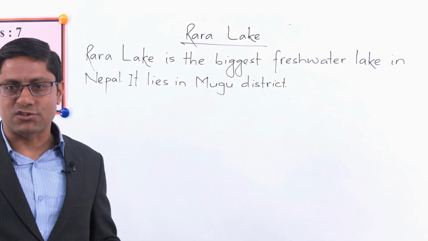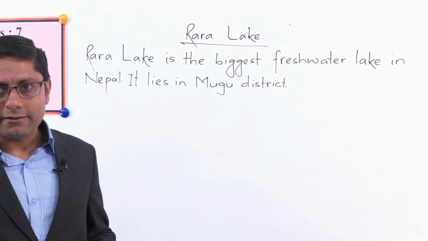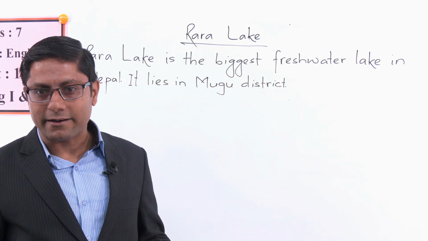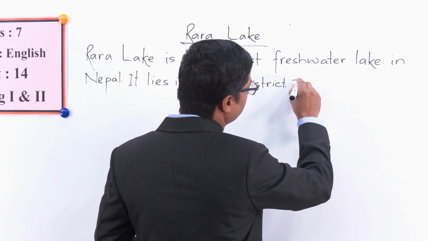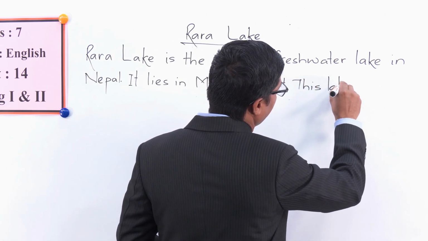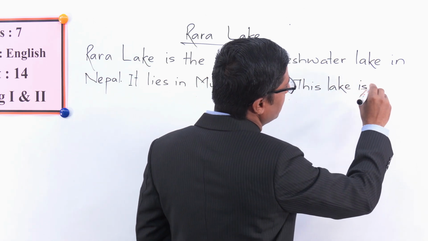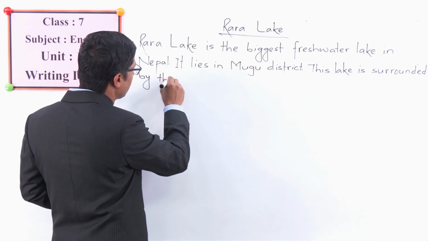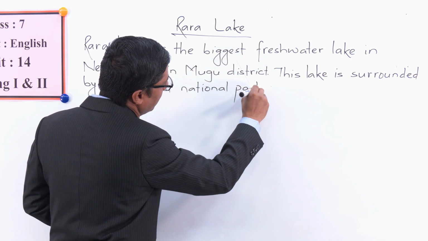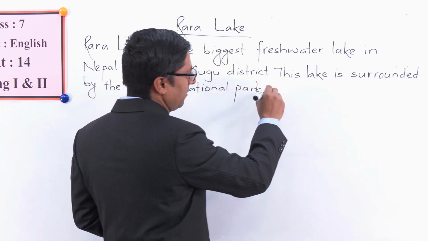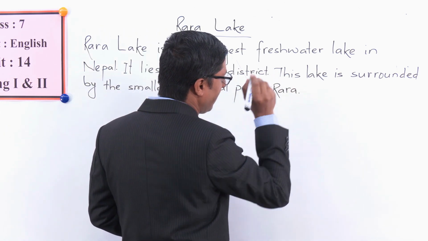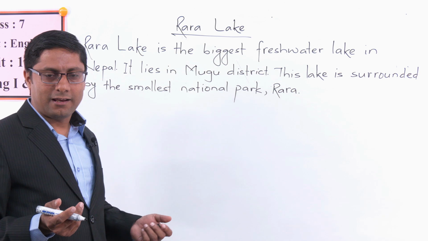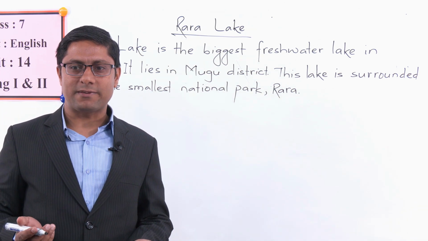Okay. This was the next information given there. Similarly, the next information, if you look at there, it says surrounded by the smallest national park, Rara National Park. So, simply we can say this lake is surrounded by the smallest national park. What's the name given there? Yes, the name of the national park is also Rara, we can say. Okay. So, there is information surrounded by the smallest national park Rara, and we develop that into a sentence.